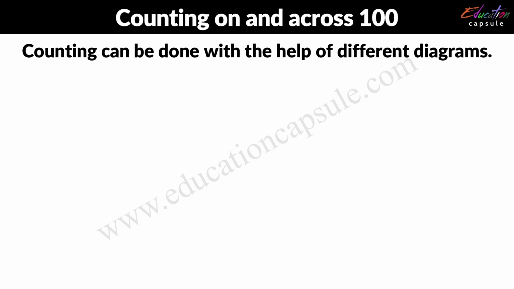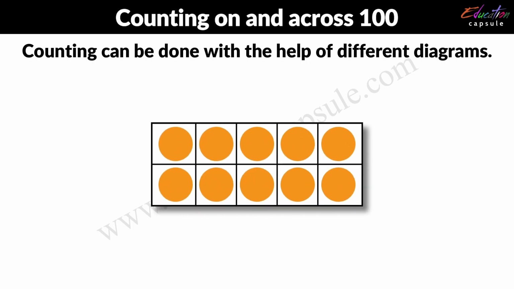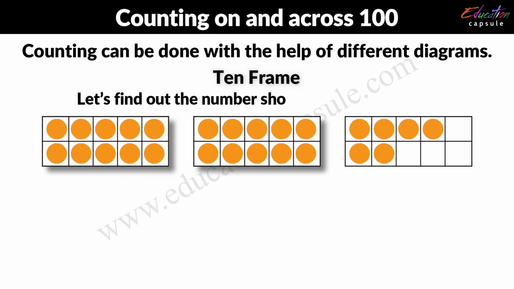Counting can be done with the help of different diagrams. First one is 10 frames. As you can see here, there are 10 yellow balls, which makes one 10 frame. Let's find out the numbers shown by the 10 frames.